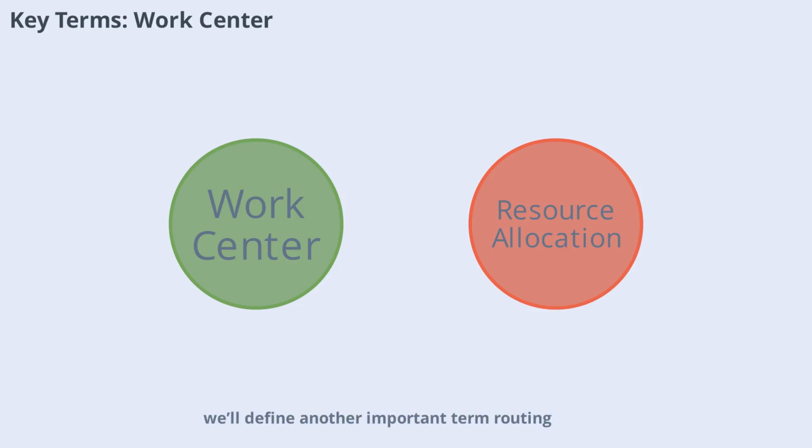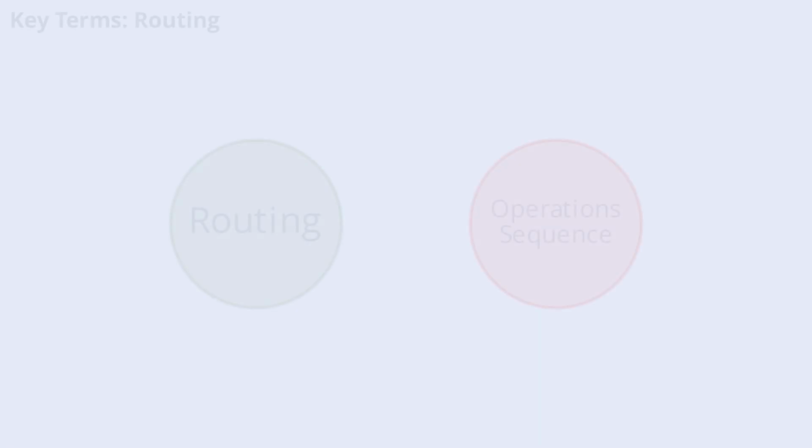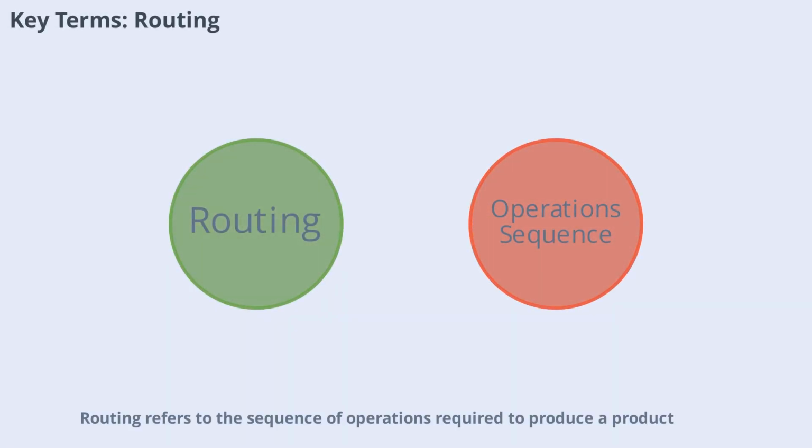Next, we'll define another important term, routing. Routing refers to the sequence of operations required to produce a product. It details the steps, machines, and resources needed at each stage. In CRP, routing information helps planners understand how work flows through the system and where capacity constraints might arise. Accurate routing data is essential for effective capacity planning and scheduling.